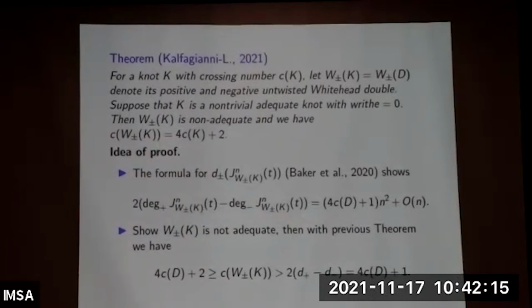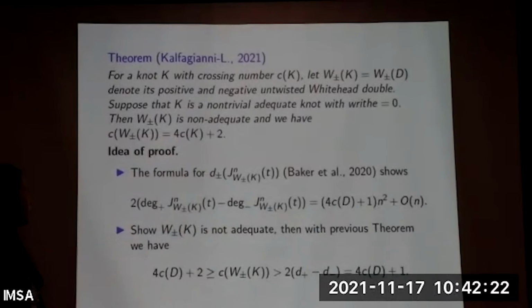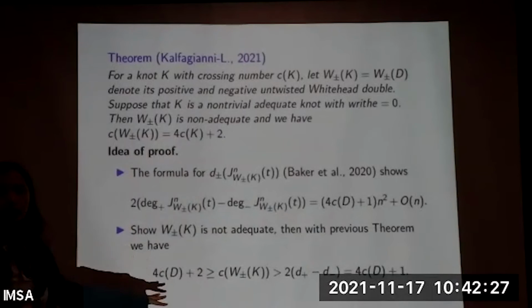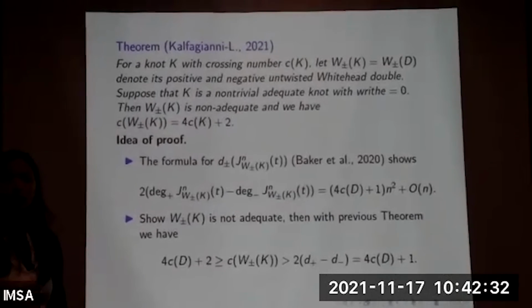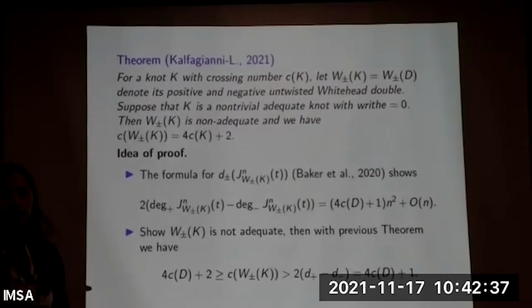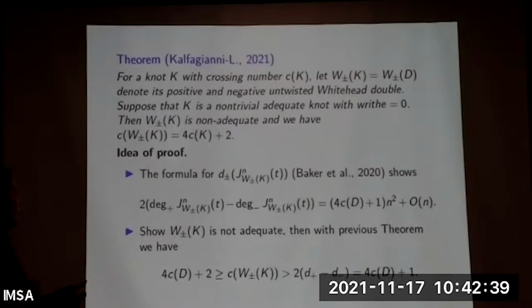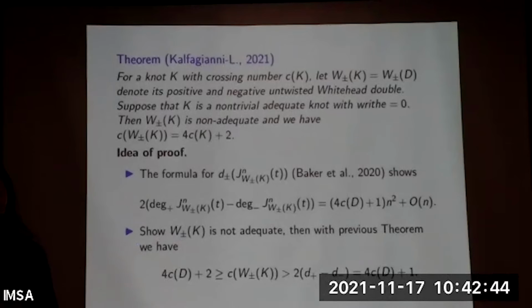And the difficult part actually was to show that, so from the previous theorem, we have strict inequality with the assumption that the Whitehead double is not adequate. It actually turned out to be kind of difficult to show that the double is not adequate, does not admit any adequate diagram. So we tried looking at the coefficients, we tried looking at some other things. We ended up making some assumptions about what the structure of the degree of the colored Jones polynomial needs to look like in order for it to be adequate, and we got a contradiction.